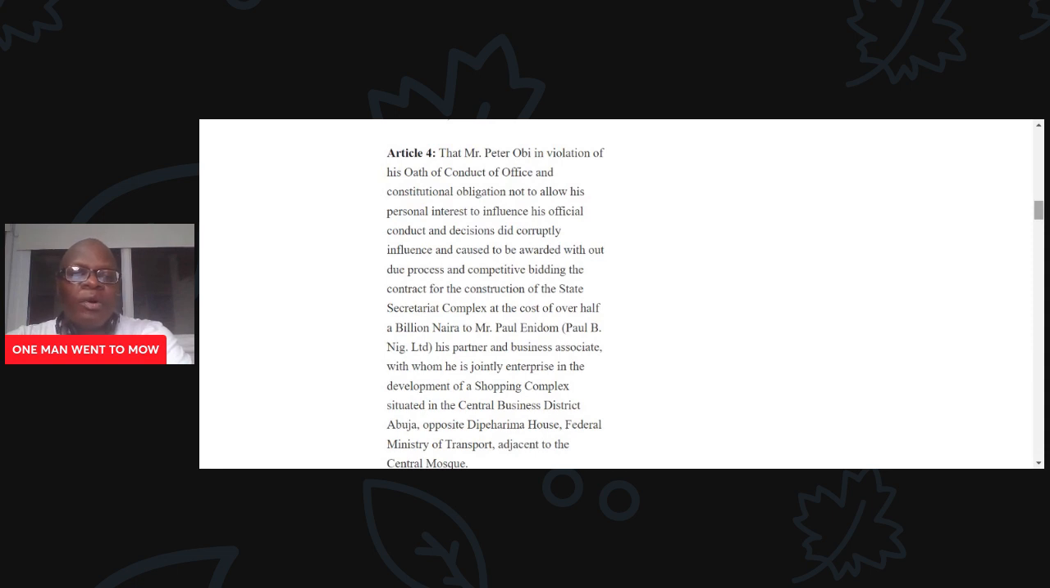Article 4, that Mr. Peter Obi, in violation of his oath of office and constitutional obligation, not to allow his personal interest to influence his official conduct and decisions, did corruptly influence and cause to be awarded without due process and competitive bidding the contract for the construction of the State Secretariat complex at the cost of over 500 million naira to one Mr. Paul Enedom, PB Nigeria Limited, his partner and business associate, with whom he is jointly enterprised in the development of a shopping complex situated in the Central Business District, Abuja, opposite Depi Harima House, a Federal Ministry of Transport adjacent the Central Mosque.